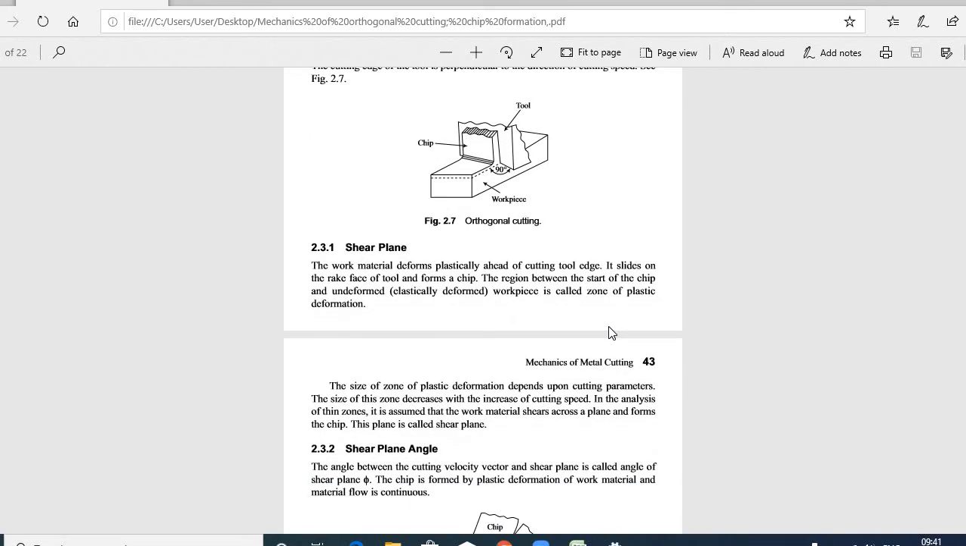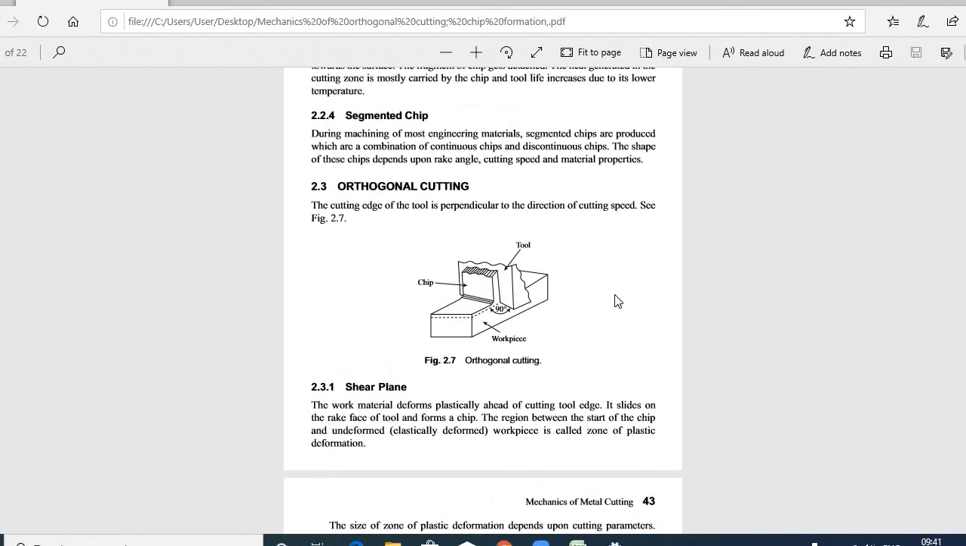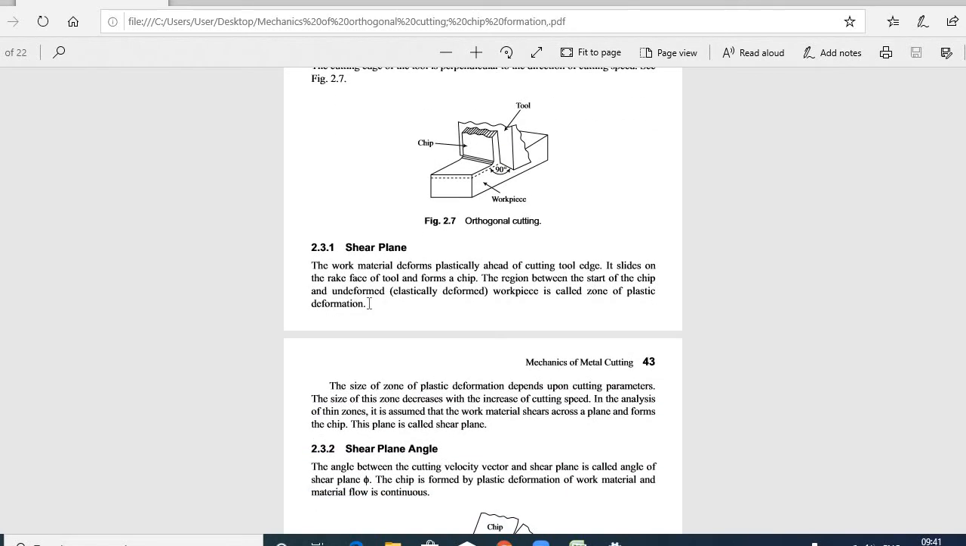Orthogonal cutting. In orthogonal cutting, you all can see the cutting edge of the tool is perpendicular to the direction of the cutting speed. You all can see the chip which is in a box shape. And next, shear plane. The work material deforms plastically ahead of the cutting tool edge. It slides on the rake face of the tool and forms a chip. The region between the start of the chip and the undeformed workpiece is called the zone of plastic deformation.